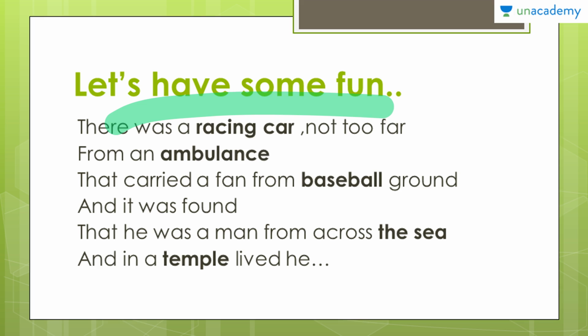So I have written this poetry kind of thing. Remember this rhyme and ode technique of mnemonics that I have used here. There was a racing car. Remember, the racing car was there. Not too far from an ambulance. Remember, the ambulance was there. That carried a fan from baseball ground. Baseball, somebody playing baseball was there. And it was found that he was a man from across the sea. Remember, this boat was there sailing in the sea, and in a temple lived he.